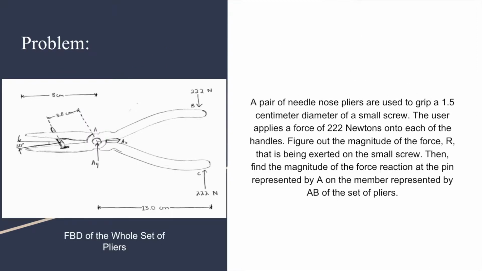So the actual problem that we will be trying to solve is: a pair of needle nose pliers are used to grip a 1.5 centimeter diameter small screw. The user applies a force of 222 newtons onto each of the handles. Figure out the magnitude of the force R that is being exerted on the small screw. Then find the magnitude of the force reaction at the pin, represented by A, on the member represented by AB of the set of pliers. You can see the two members are represented as B and C, so you could interchange AB or AC.